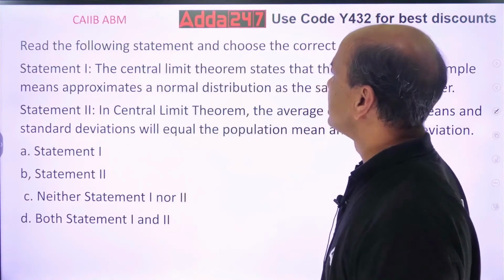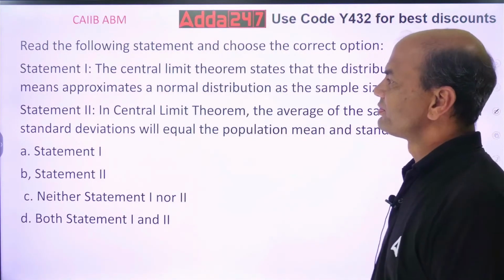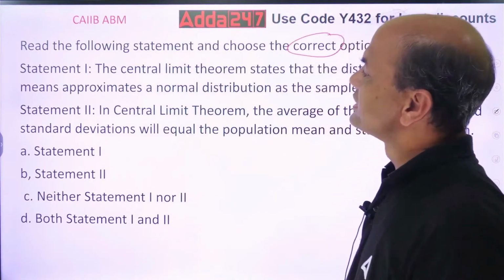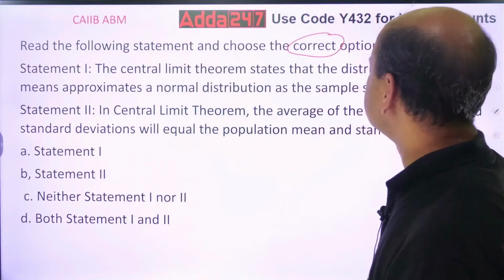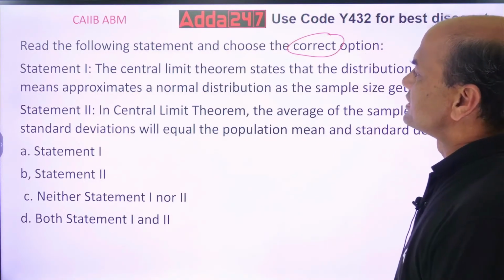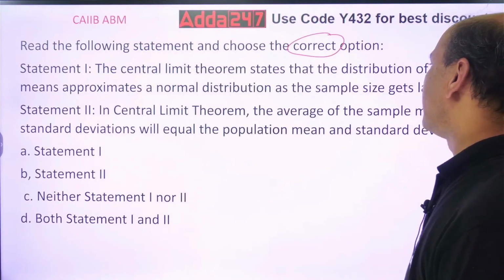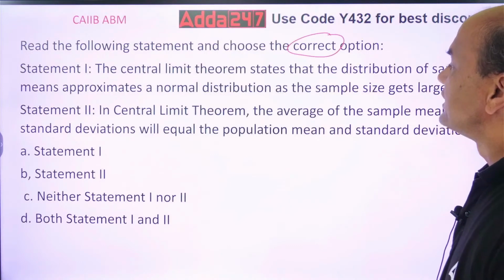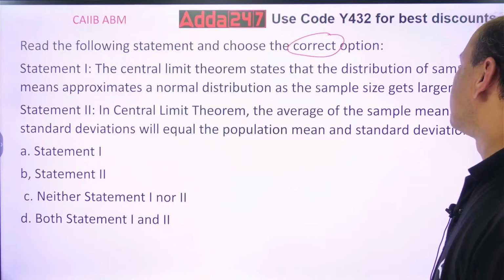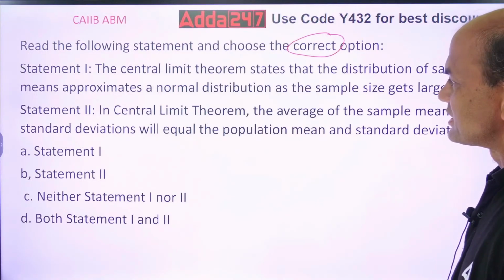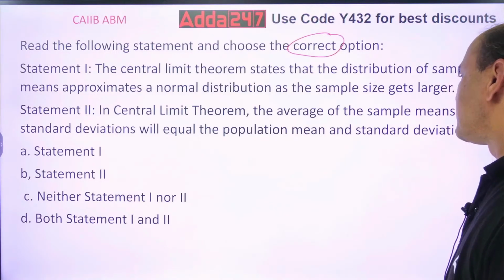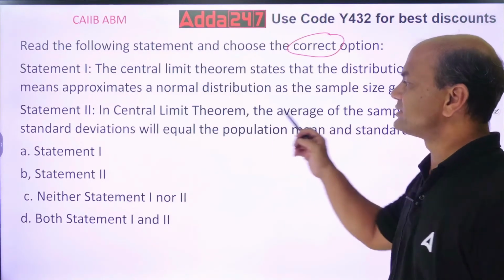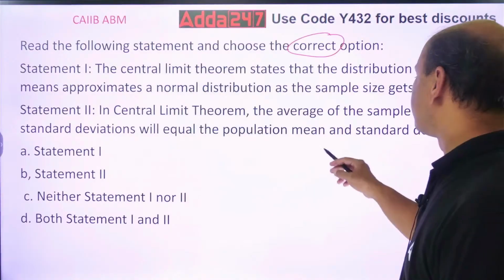Read the following statements and choose the correct option. Statement 1: The central limit theorem states that the distribution of sample means approximates a normal distribution as the sample size gets larger. Statement 2: In the central limit theorem, the average of the sample means and standard deviations will be equal to the population mean and the standard deviation.